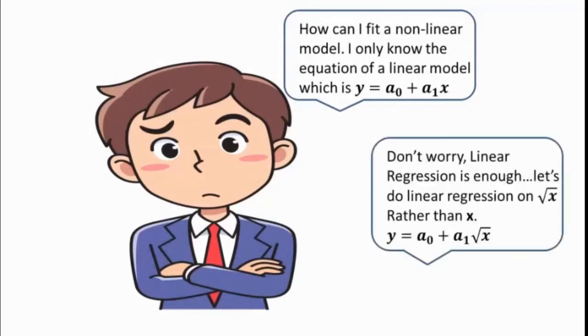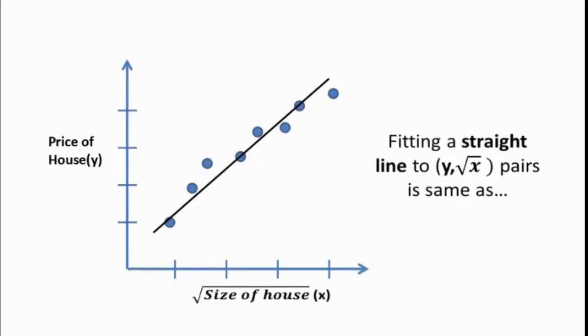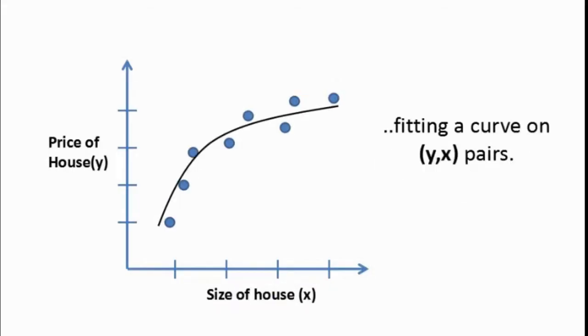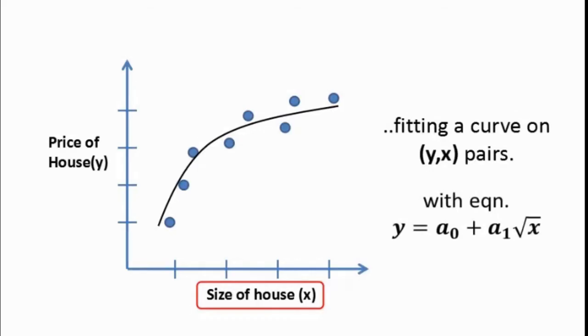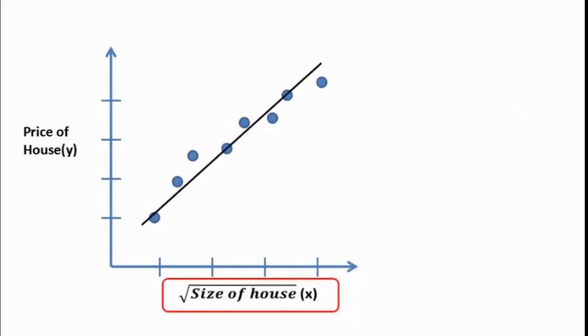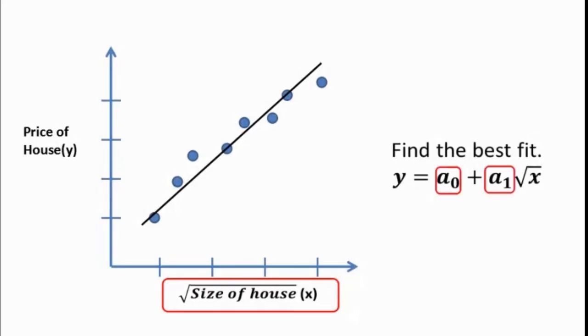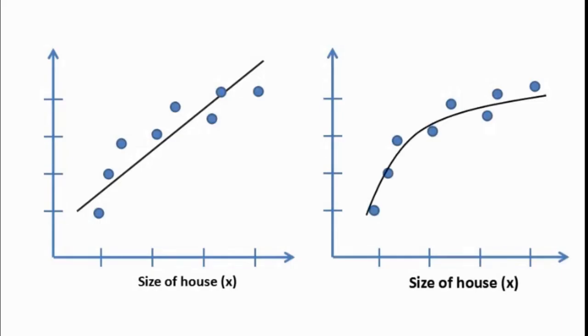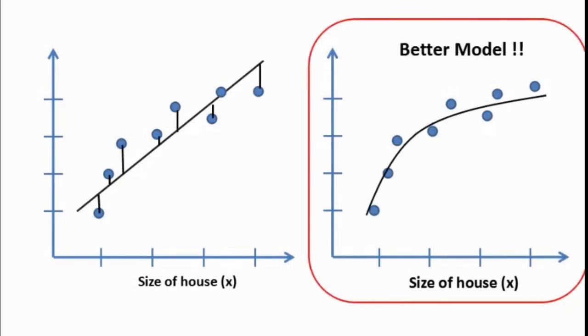I replied, there is no need to worry, linear regression is enough. Just do linear regression on square root of x rather than x by using the equation y equals a0 plus a1 times square root of x. Now fitting a straight line to y, square root x pair is same as fitting a non-linear curve on y-x pairs with equation y equals a0 plus a1 times square root of x. All we require is to find the best fit by fine-tuning a0 and a1 to minimize the error terms, and you can achieve a better performing model by that.